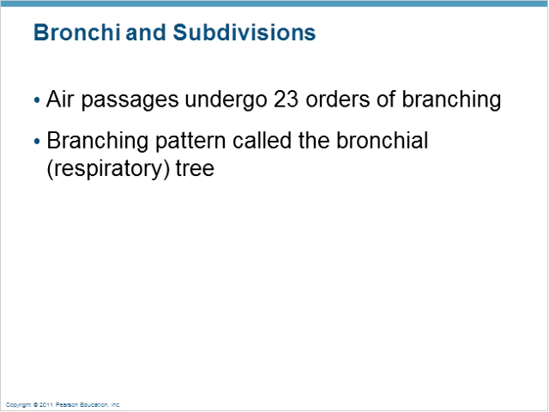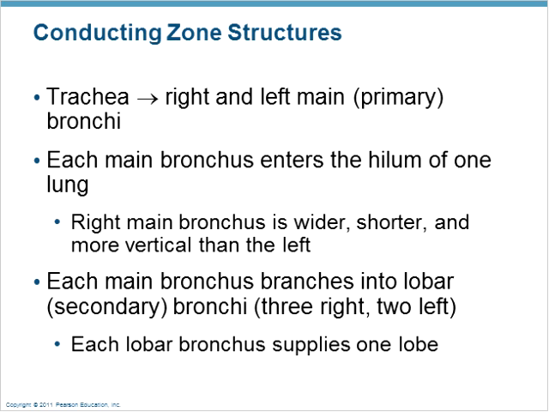We talk about the bronchi, the subdivisions. The air passages undergo 23 orders of branching. So in other words, from the main stem trachea into the bronchi, there are 23 separations, if you will, or splittings, called bifurcations as it goes down to smaller and smaller tubes, or the bronchioles, if you will, that enter the alveolar area. The branching pattern is called the bronchial respiratory tree. The trachea breaks down into the right and left main stem bronchi.